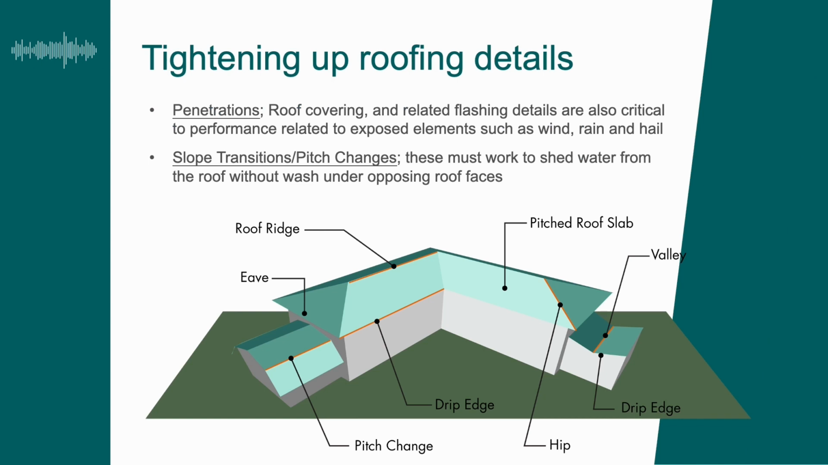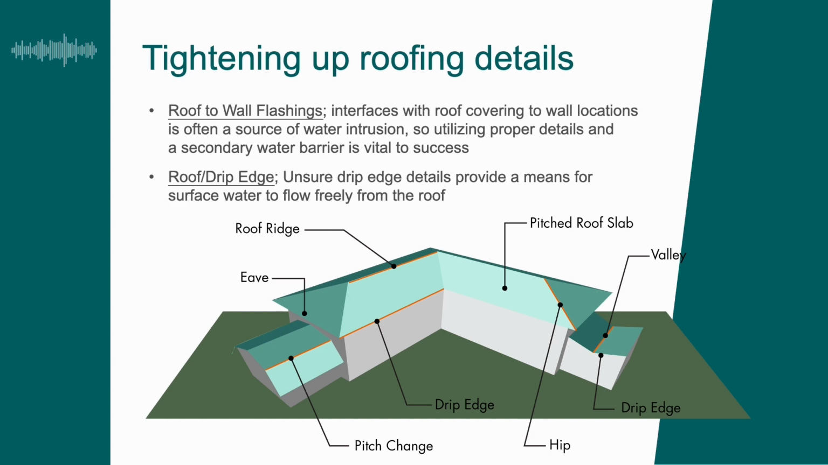When we're tightening up our roof details, obviously we want to make sure we're taking care of our penetrations. The roof covering and the related materials are also critical to performance related to the exposure elements such as wind, rain, and hail. Slope transitions and pitch changes must work to shed water from the roof without washing under the roof surfaces. Many times the water volume can increase due to the amount of rainfall within a certain time period and cause that rush of water up underneath improper metal applications, primarily at the drip edge and your metal applications around such edges.